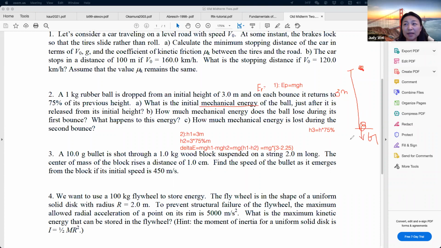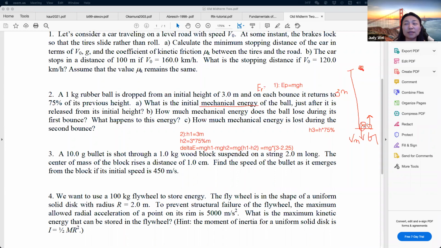So when the ball reaches the ground, we know it has the maximum speed, and it's pointing down. And then in the second bounce, the ball starts pointing up. I mean, the speed is pointing up. So definitely the ball has passed the energy to the ground, and then the ground pushes the ball up. So that's why the speed has changed.